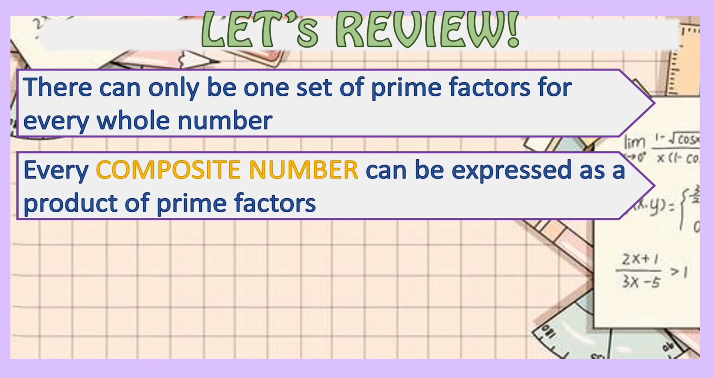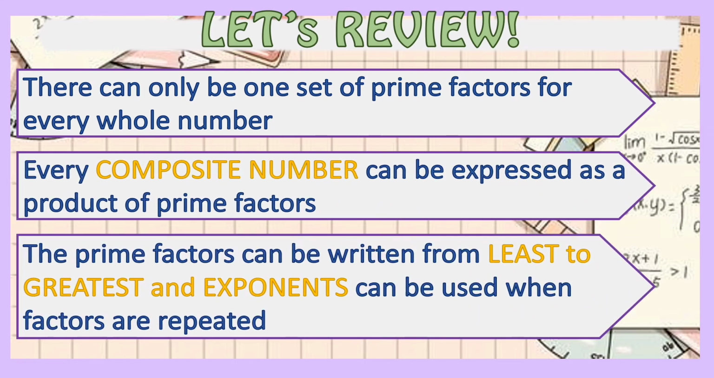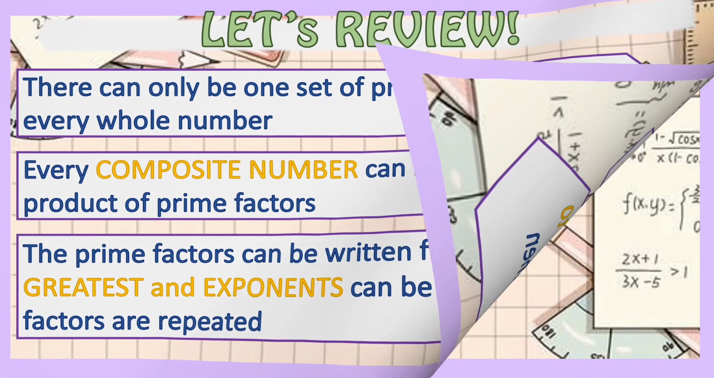Every composite number can be expressed as a product of prime factors. The prime factors can be written from least to greatest, and exponents can be used when factors are repeated.